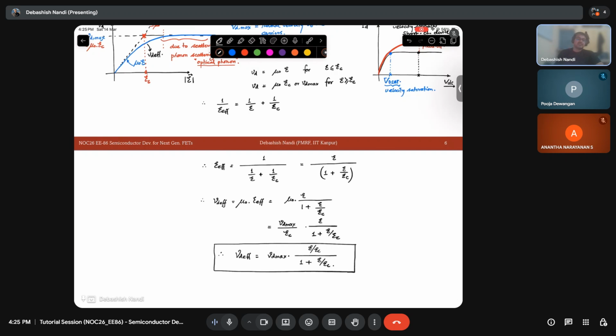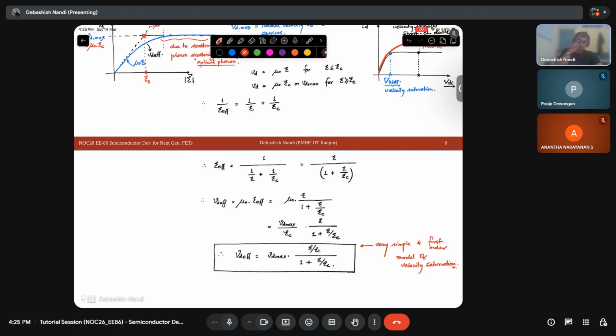So this is a smooth, very simple, first order model of velocity saturation.